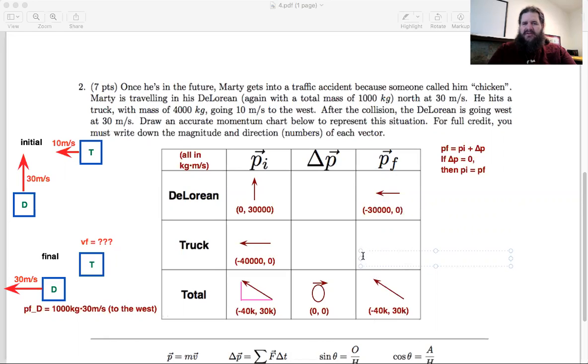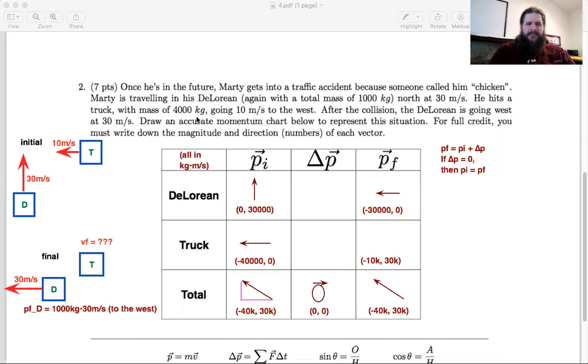So looking at just the X components, we've got negative 30,000 plus something equals negative 40,000. What would that something have to be? It would have to be negative 10,000, 30,000. Yeah, because negative 30,000 plus negative 10,000 equals negative 40,000. And 0 plus 30,000 adds up to 30,000. So that means the truck's final momentum has to be 10,000 to the west and 30,000 to the north.